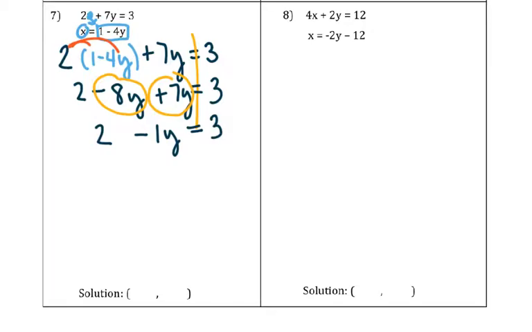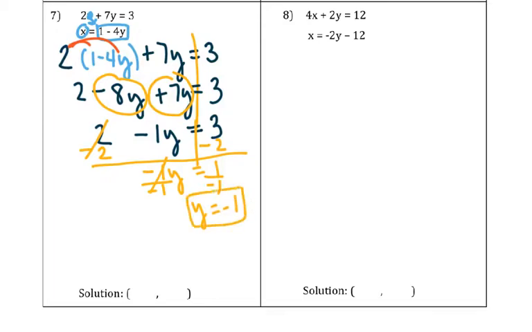Now to get y by itself, we move the number first. Subtract 2 and subtract 2. That leaves me with negative 1y equals 1. Get y completely alone by dividing. That's always our last step. So y equals negative 1. So in my ordered pair, I know that the y value is negative 1.